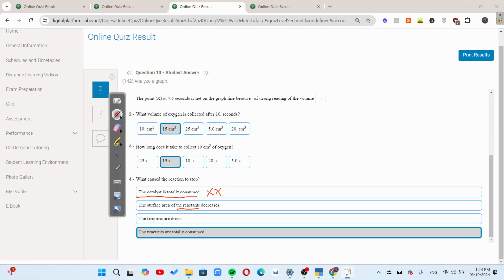Surface area of reactants decreases? No, how will it decrease? It's not going to decrease. Temperature drops? No, this doesn't cause it to stop. The reactants are totally consumed, yes. Because I don't know if you remember in this quiz, we said that when you have reactants and products, reactants are getting less while products are getting more. So when you have no more reactants and they've all turned to products, that's it. Your reaction is done.